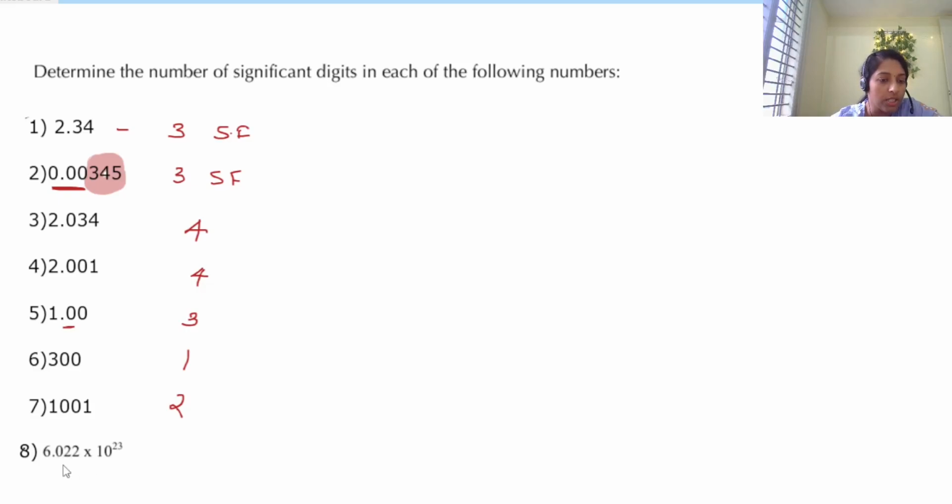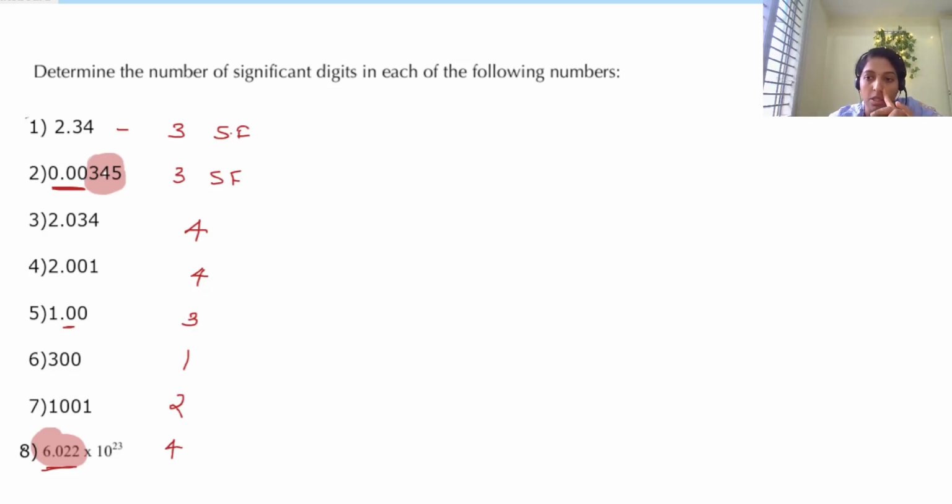How many significant figures are there in this kind of scientific notation? Okay, what we call scientific notation. In this kind of scientific notation, we don't count the powers of 10. Okay, the exponents you don't count. You can just count this number. So how many significant figures are there in this number? This 0 is countable because it is in between non-zero digits. So 1, 2, 3, 4. Okay, this is how we need to count the significant figures.